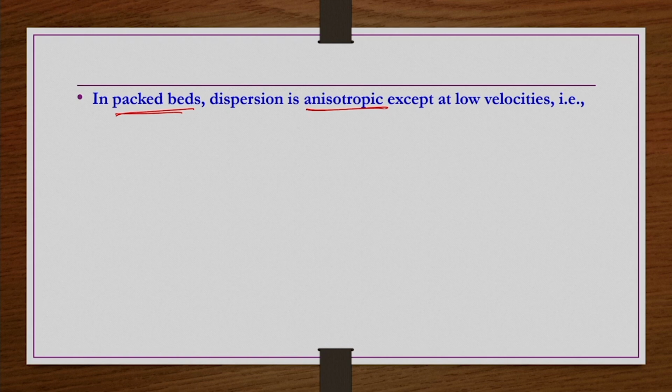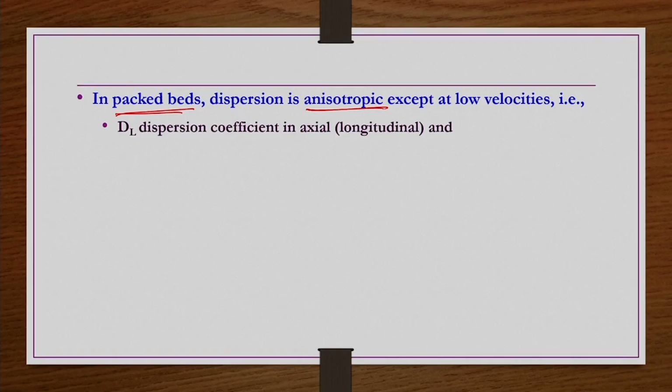So, that means beyond a certain low Reynolds number region, after crossing it, dispersion is going to be different in different directions. That is, it is going to be different in the radial direction and in the axial direction if you are taking a cylindrical column for packing of the bed. So, that is what it means by anisotropic. DL is the dispersion coefficient in the axial or longitudinal direction, and DR is the dispersion coefficient in the radial direction.